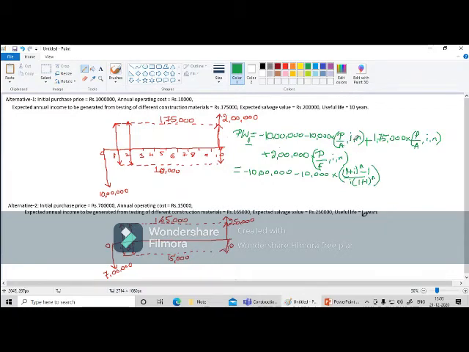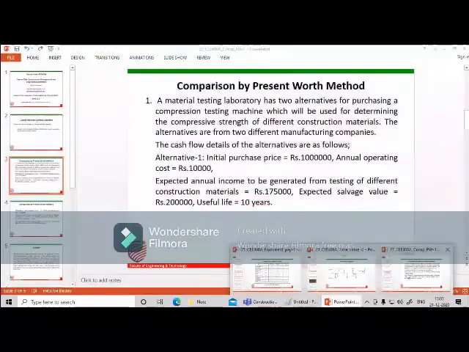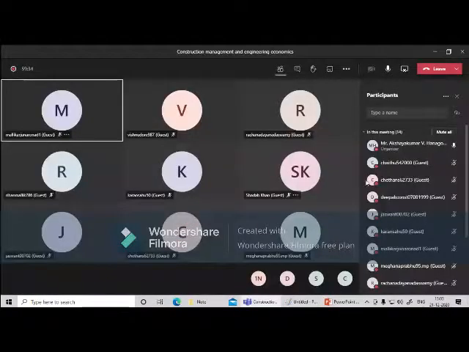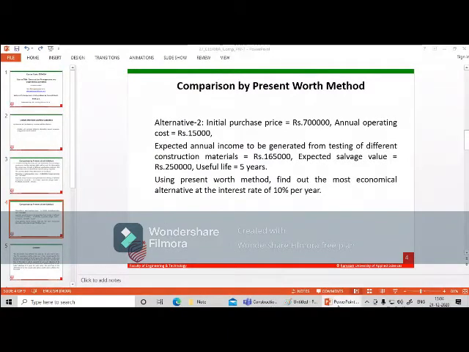So what is the value of I and what is the value of n? This 10,000 is for how many years? From first year to 10th year. So the value of n is 10. The interest rate given in the data is 10% per year.